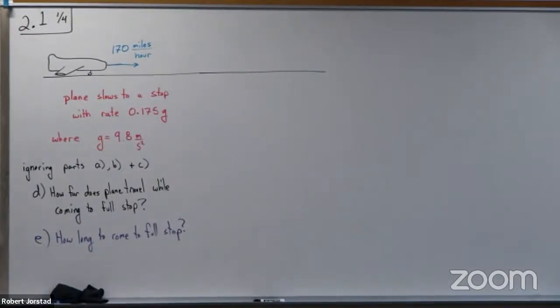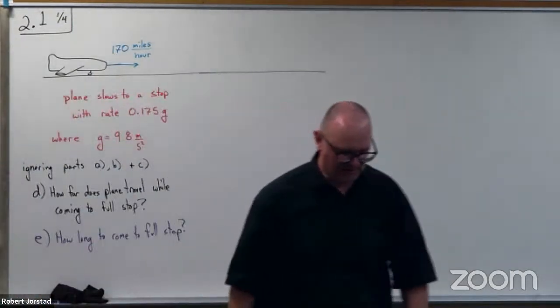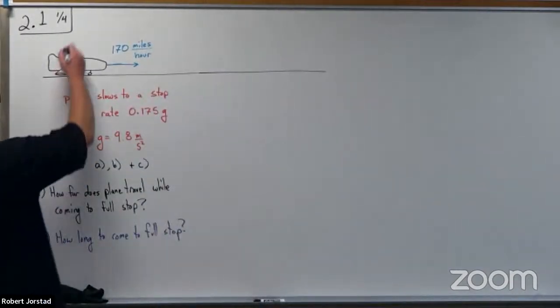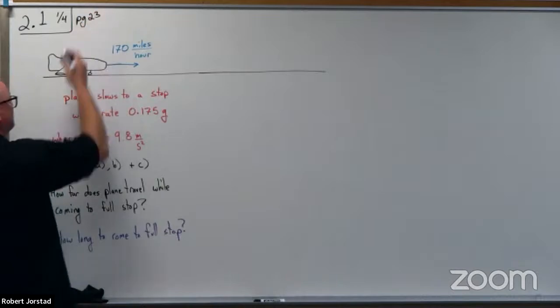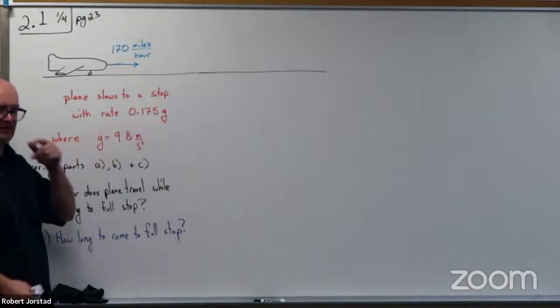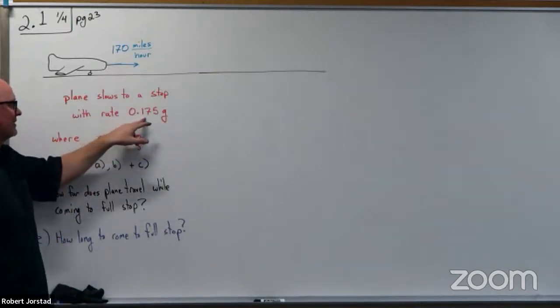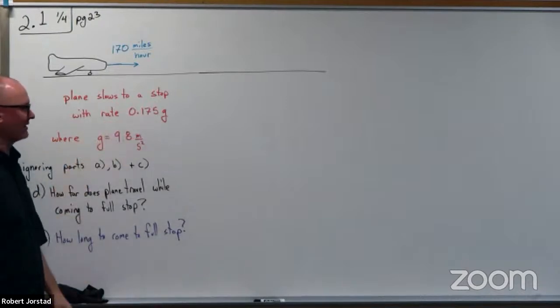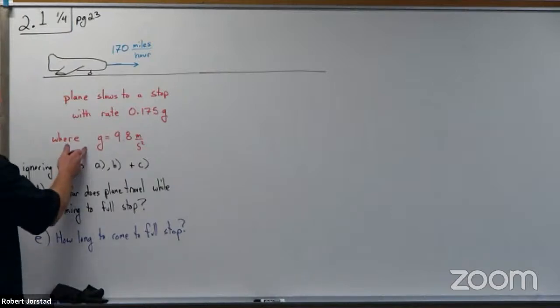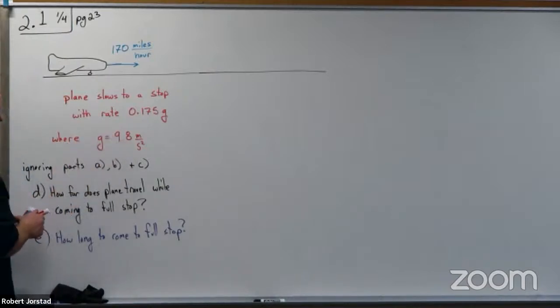So this is problem 2.14 from the workbook. What page is this on? So on page 23 in my copy. All right. So get that out. All right, so here it is. A plane is slowing to a stop at a rate of 0.175 g's. Turns out if you accelerate much more than that, people can start to feel it really bad and get sick. All right, so to be clear, g is 9.8 meters per second squared.